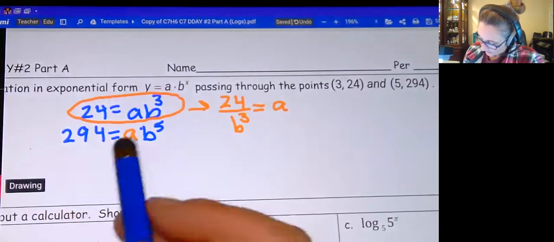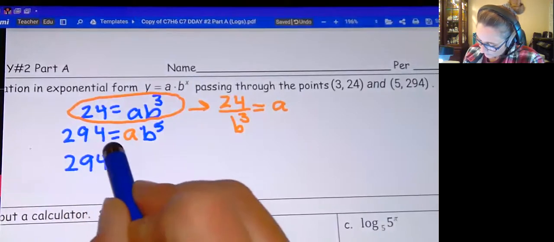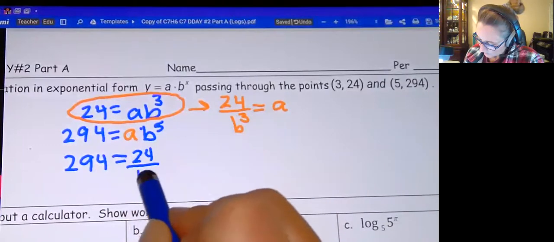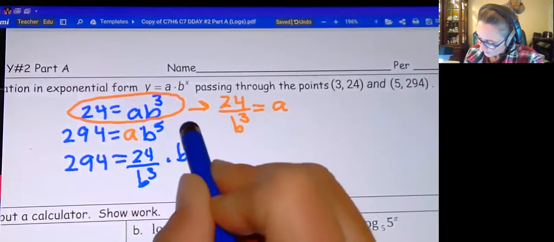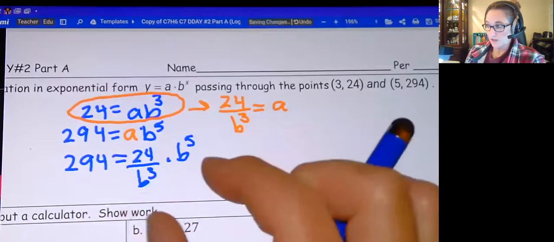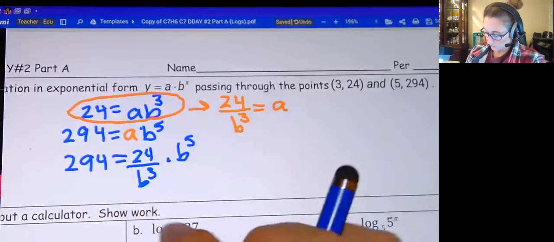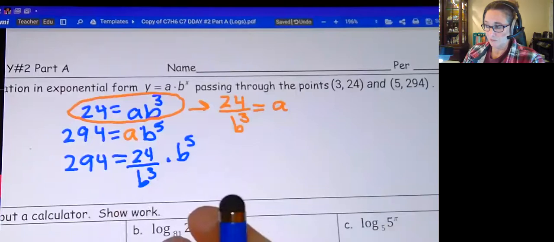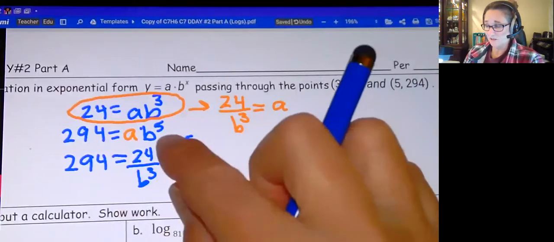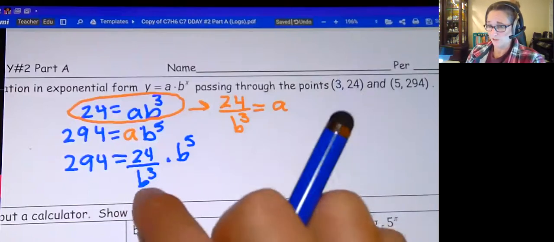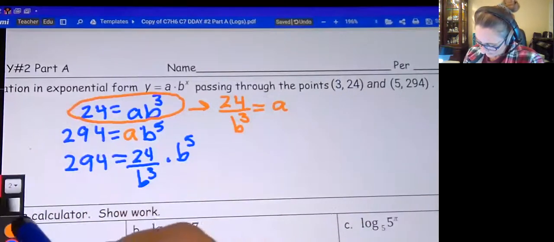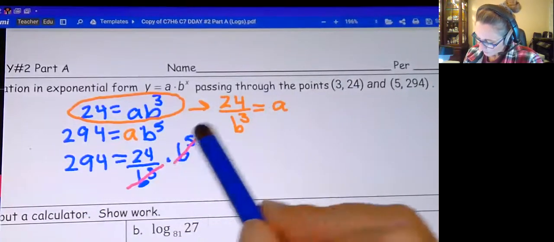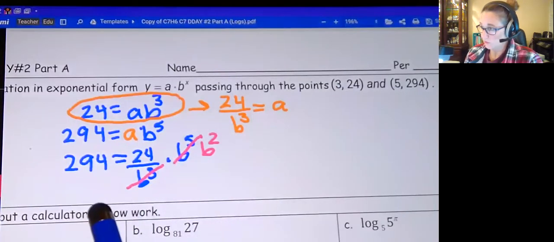So I'm going to have 294 is equal to, and instead of A, I'm going to put this: 24 over B to the third times B to the fifth. This is why I wanted to solve for the one that had the smaller exponent. Now these B's can cancel, and I won't have any B's on the bottom. If I had solved for the B to the fifth one, I would have had more B's on the bottom, which makes my math a little harder. So I am going to cancel B to the third with 3 of these, and I'm left with a B squared here.